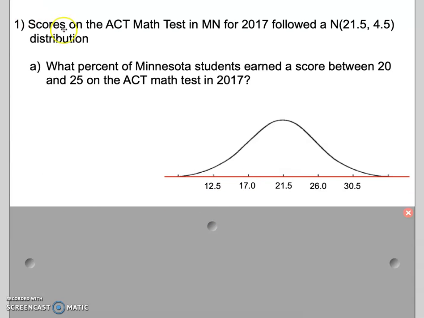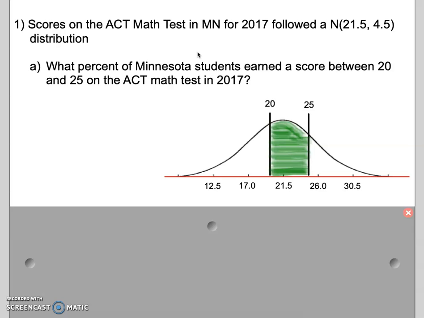Part A. What percent of Minnesota students earned a score between 20 and 25 on the ACT math test? Mr. Kingsbury in the last video showed you how to use the 68, 95, 99.7 rule of thumb. Why can you not use that rule of thumb for this problem? Okay, I shaded in 20, 25 and the area that we're looking for.